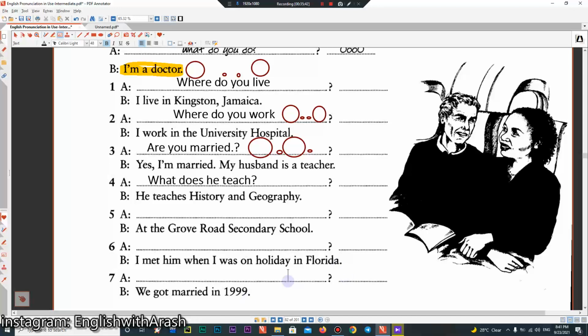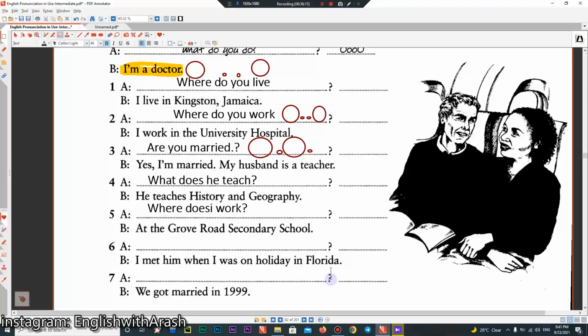Number 5? No, number 5 you should start with when. Because it says I met him when I was on holiday in Florida. And you want to say, okay, when, you should ask like this. Where do you go? No, where do you go is everywhere. Is every day. Where does he work? Where does he teach? Good. Where does he teach or where does he work? That would be good. Where does he work? Or where does he teach?